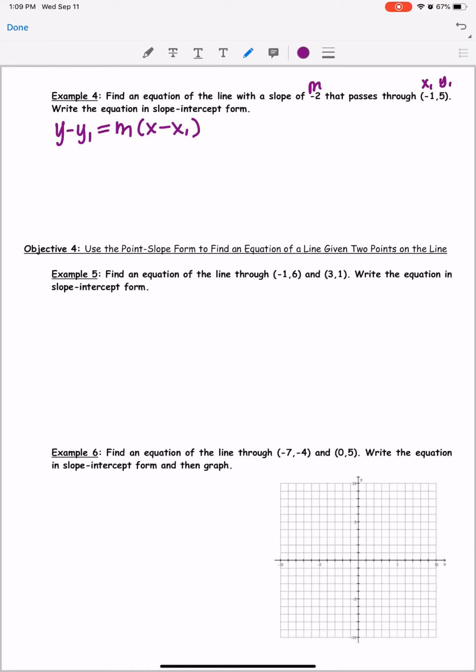So plug in your information. We have nothing labeled y, so bring it down. So y minus, my y1 is 5, equals my slope. My slope is negative 2. We have x, nothing is labeled x, so bring it down, minus my x1. My x1 is -1. So this is that same thing with that slope formula. This minus here gets brought down. But now my x1 is a -1. So we have minus a -1. Well, minus a negative becomes plus. So this is x plus 1.